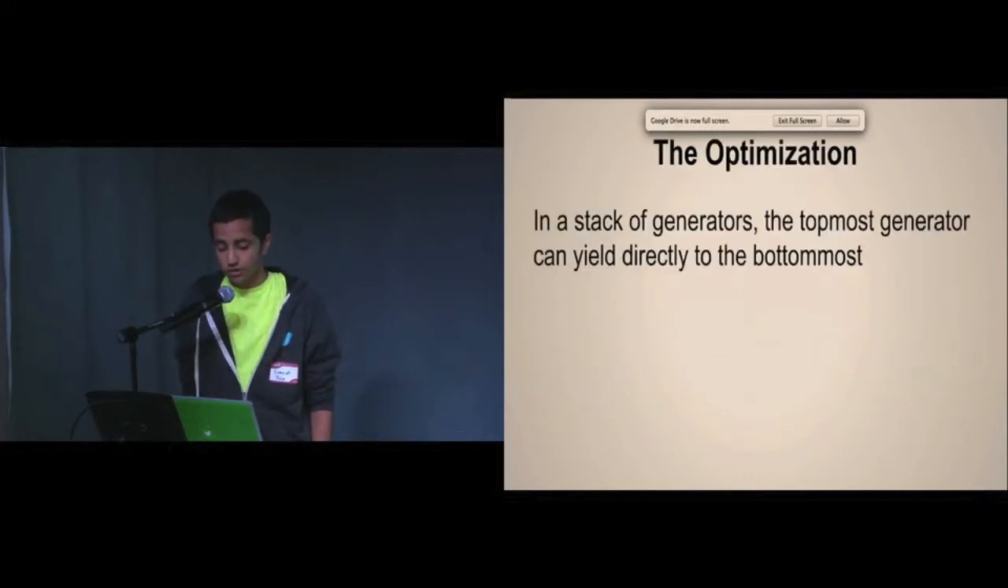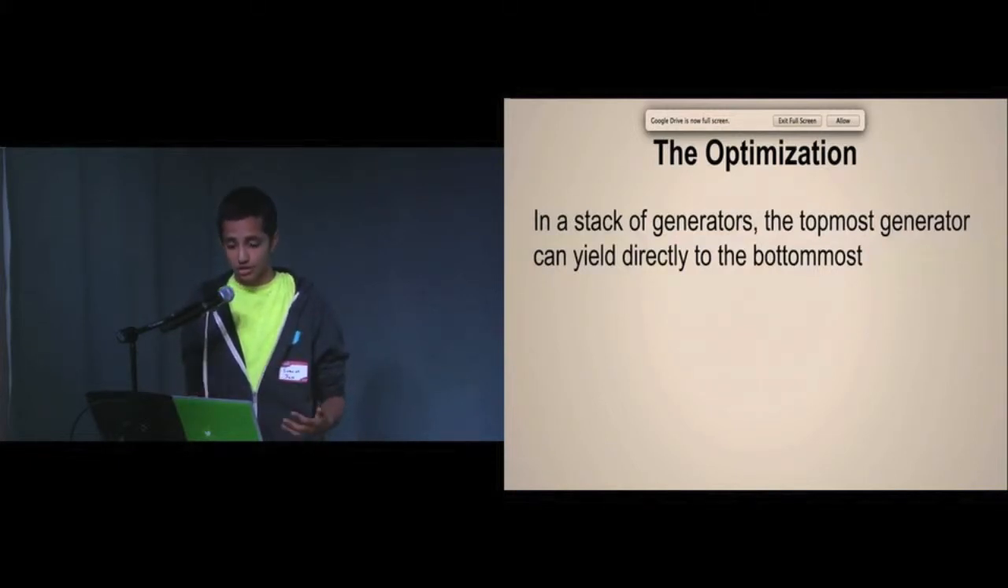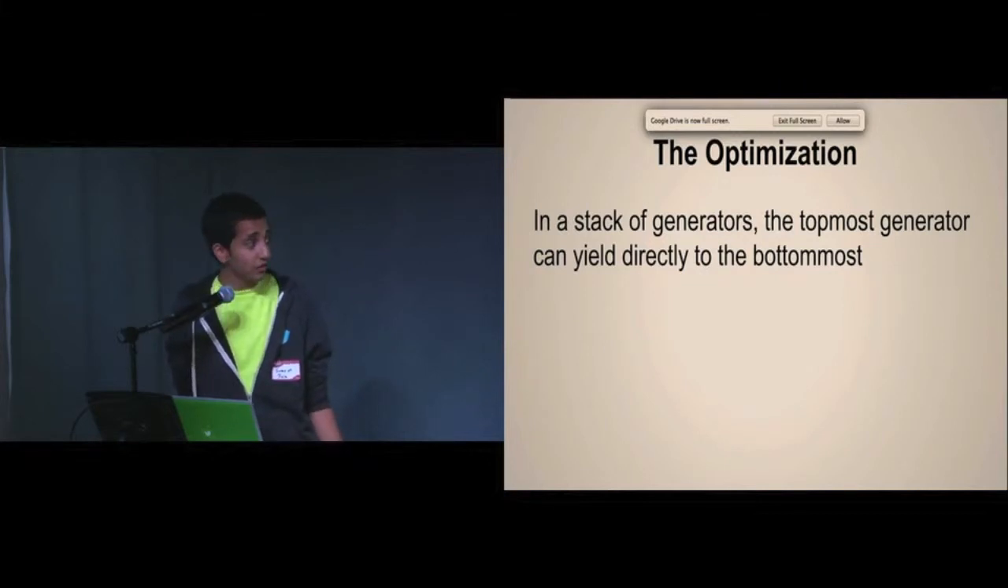The really cool thing that they've implemented in Python 3.3 is that if you have one generator calling a subgenerator, which calls another generator, and so on and so forth, the final yielded value will go directly to the topmost generator instead of going one by one up the stack trace. And this really intrigued me, so I ran a few tests to see how much of a performance increase.